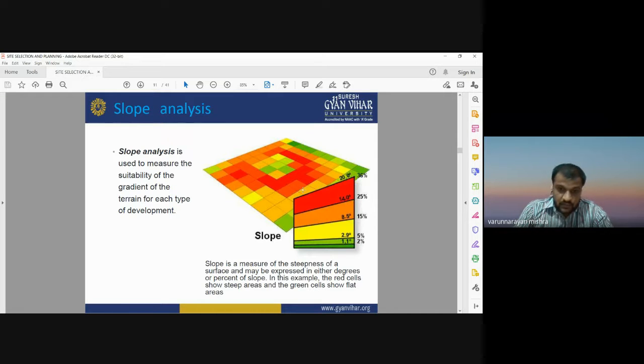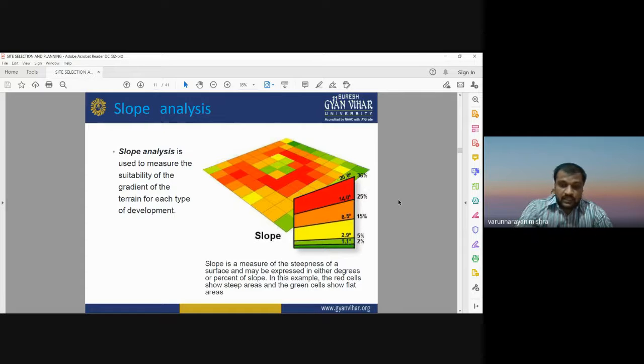landslide. Okay, so these green patches, the green locations, green pixels, are suitable sites for the construction of any building or any kind of urban feature, urban infrastructure, because the slope is only around 1%. So this is the importance of slope analysis in case of any construction or any building.